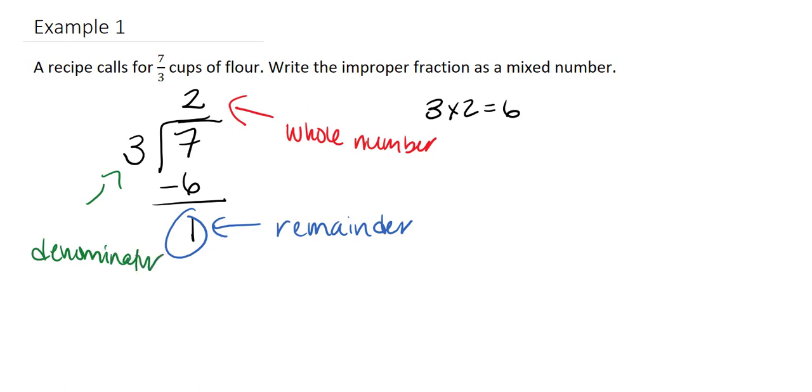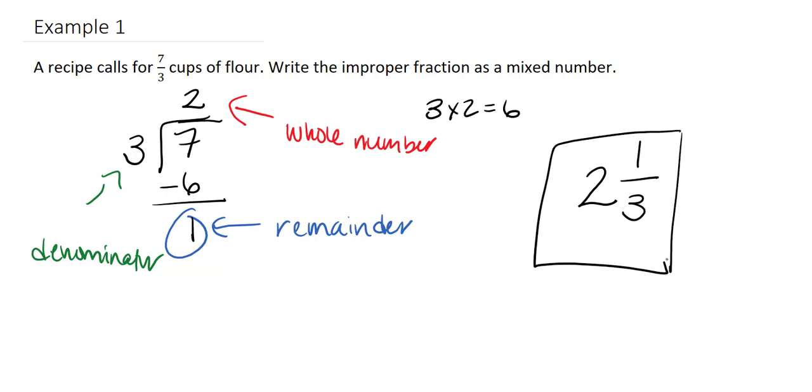So let's go ahead and rewrite this as 2 and then 1 over 3. So this would be our new answer because we took the whole number, which was 2, our new numerator, which was the remainder, and then we have our denominator. That stays the same. So let's do another example.